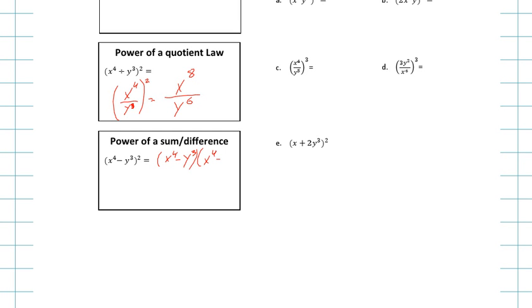Now what do I have to do to expand this? Write it twice. And then that would give me x to the power of 4 times x to the power of 4, so that's x to the power of 8. x to the power of 4 times negative y to the power of 3, so that's negative x to the 4 y to the 3. Negative y to the 3 times x to the 4, so that's negative x to the 4 y to the 3. Negative y to the 3 times negative y to the 3 is plus y to the power of 6.